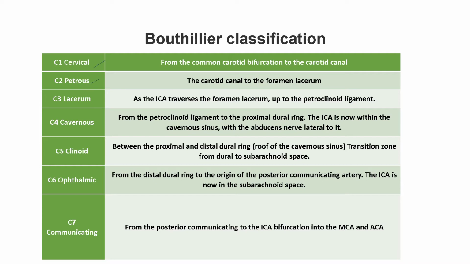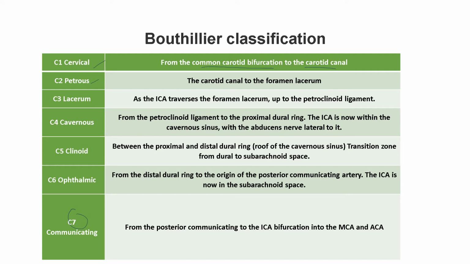Then we have the C2 segment, that is the petrous part. Like that we have the seventh segment of this internal carotid artery. The first segment, the cervical segment, is from the common carotid bifurcation to the carotid canal. This cervical part that lies in the neck region is basically the C1 part of the internal carotid artery.